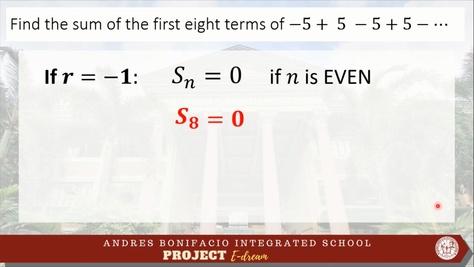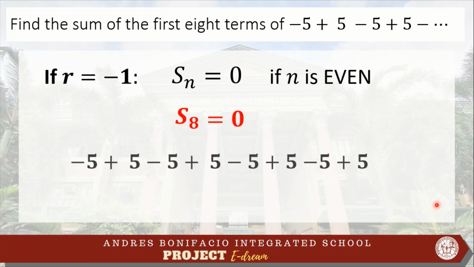If we analyze, adding the first 8 terms of the given sequence, we have negative 5 plus 5, minus 5 plus 5, minus 5 plus 5, minus 5 plus 5, and pairing these two numbers at a time, negative 5 plus 5 is equal to 0. Each of the four pairs is 0. So adding these four zeros is still equal to 0.